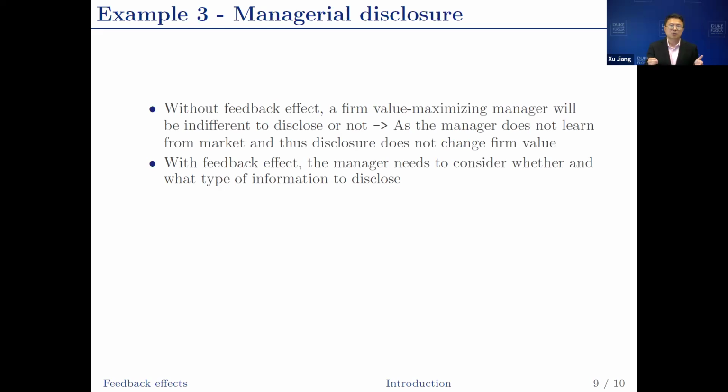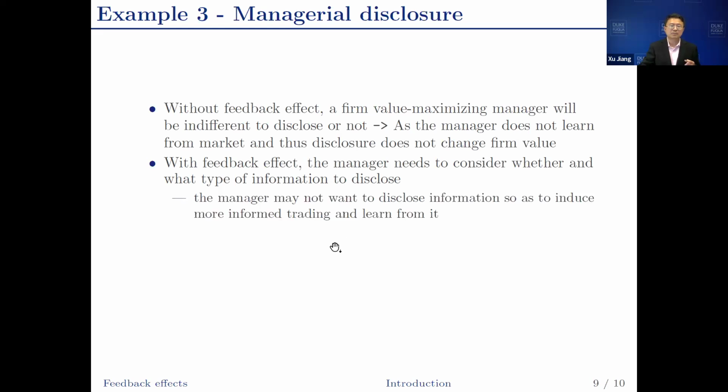With feedback effect, however, the managerial disclosure issue becomes non-trivial. The manager needs to consider whether or not to disclose, and if the manager chooses to disclose, what type of information to disclose. We're going to see that the manager may not want to disclose information, because if the manager discloses information, then the informed trader has no information advantage, so they're not going to acquire information. And there would be no learning from the stock price. When learning is important, the manager may not want to disclose information, in order to induce such learning.